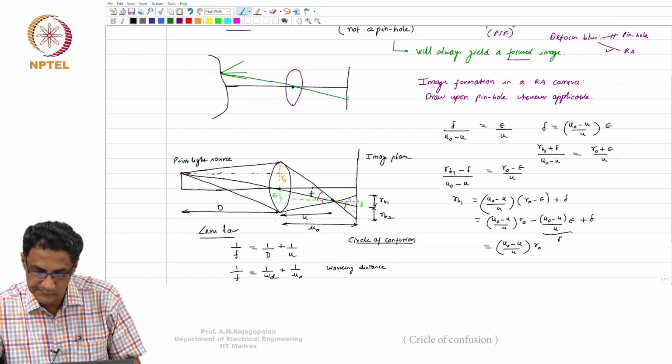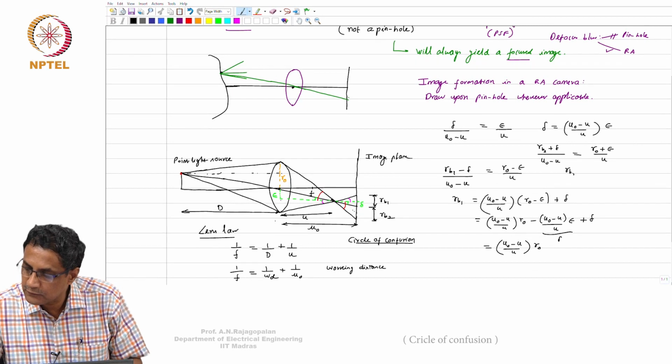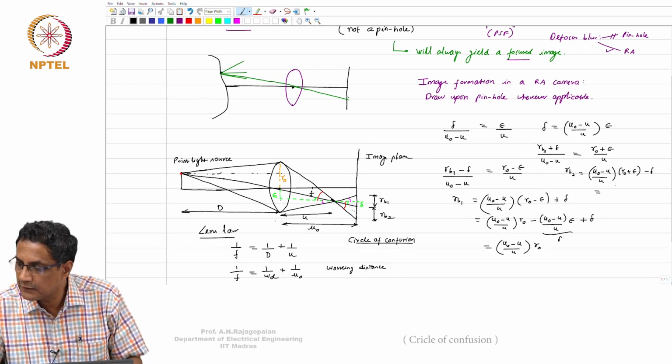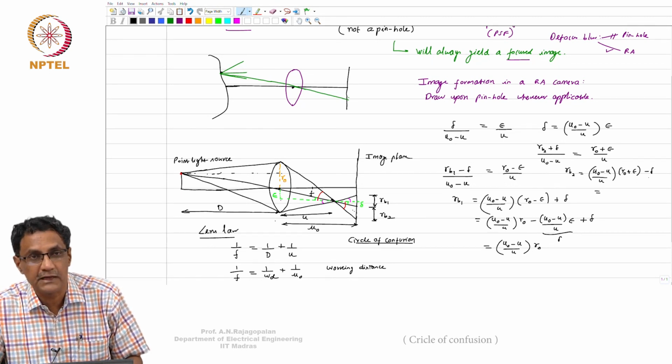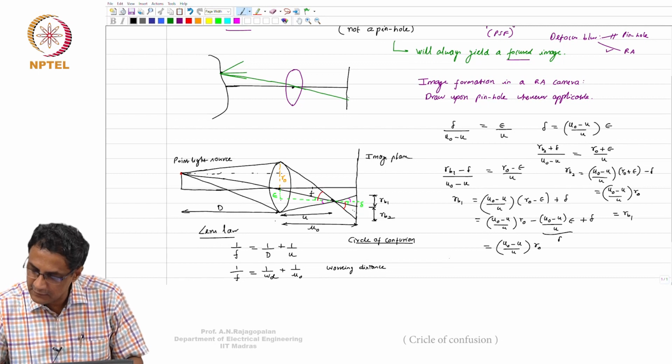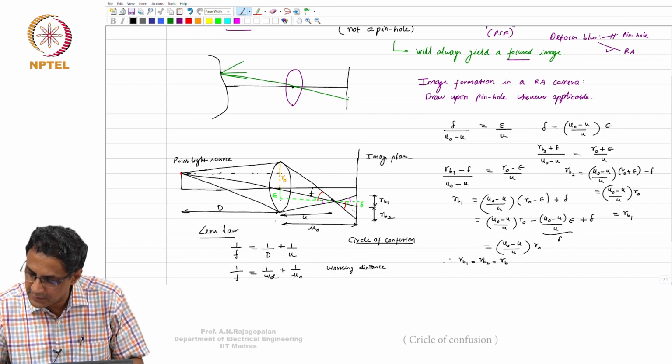So RB2 is equal to u naught minus u by u into r naught plus epsilon minus delta, and therefore clearly this is again u naught minus u by u into epsilon is delta, and that cancels with minus delta, that leaves you with u naught minus u by u times r naught. But that is the same as what you got here, therefore this is also equal to RB1. Therefore, we can say RB1 is equal to RB2 is equal to, let us say, the blur radius RB.